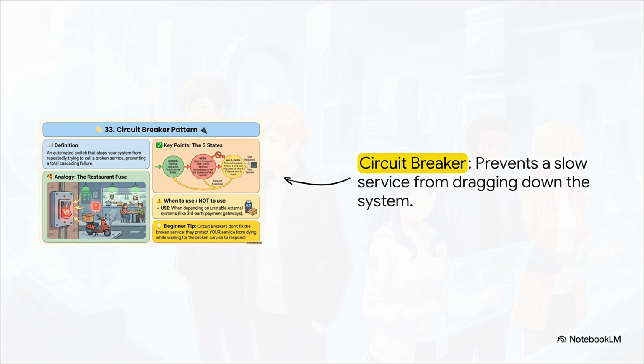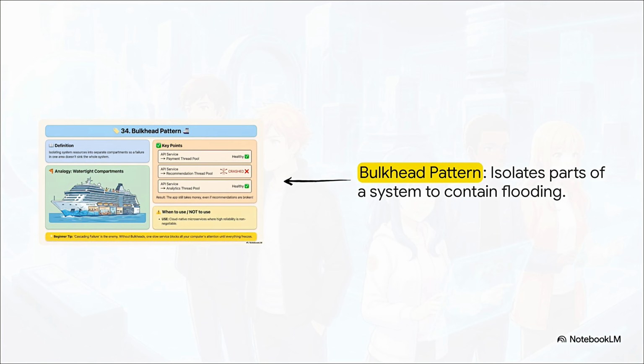By instantly failing the request instead of waiting around for a timeout, it stops a tiny delay from dragging down your entire fleet into a catastrophic cascading failure. And we usually combine that with the bulkhead pattern. This physically isolates system resources into separate compartments, so a failure in one area doesn't sink the entire system. Think of watertight compartments on a submarine, right?